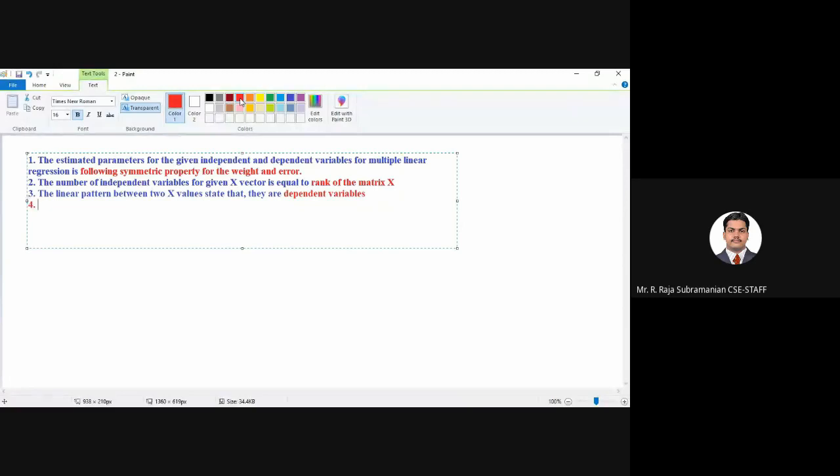Now coming to the equation kind of small questions, what kind of methods can be used for parameter estimation for a multiple linear regression? What type of methods are available? One, as we have seen, is the least square estimate, and the other is the maximum likelihood estimate. First is the least square estimate.